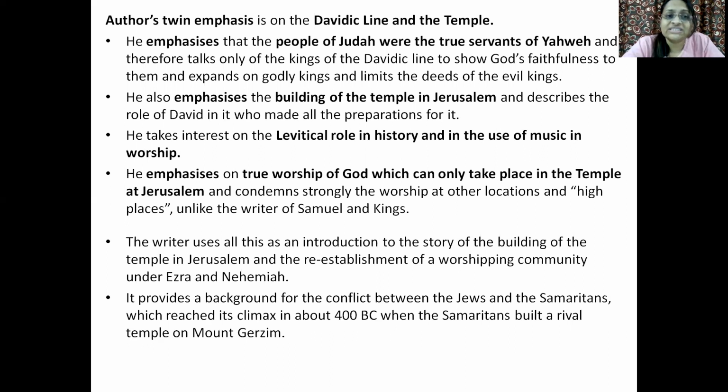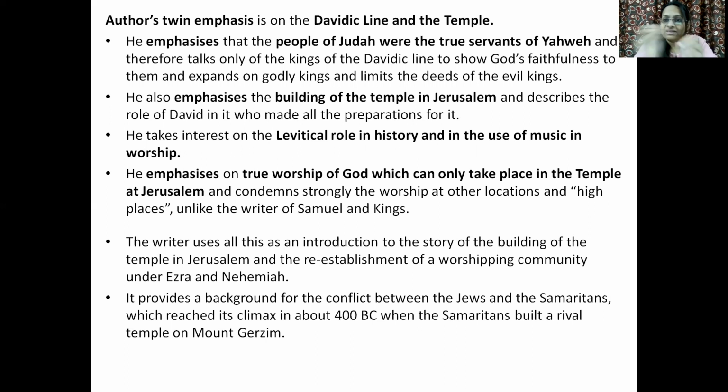His emphasis is that the people of Judah were the real and true servants of Yahweh. That's what he believed, and therefore he talks only about kings of the Davidic line and shows God's faithfulness to them. He expands on godly kings and actually limits the deeds of the evil kings.